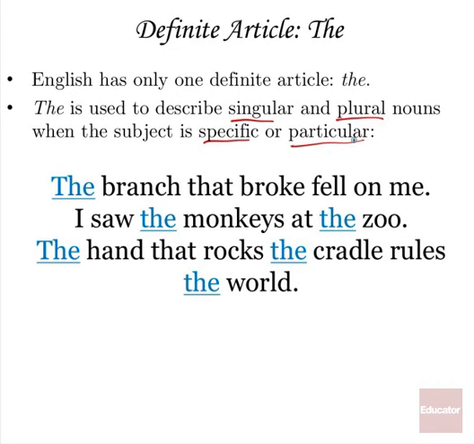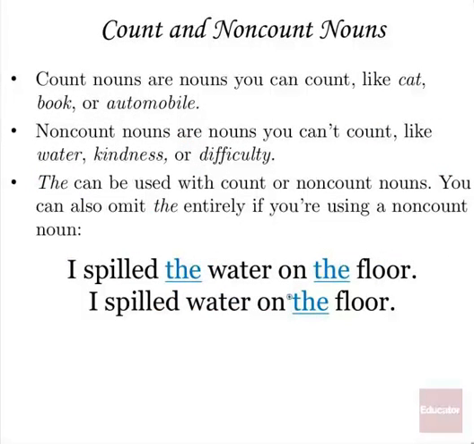The branch that broke fell on me. Well, chances are in any given tree at any given time, there's only one branch that's going to break, so the branch that broke. I saw the monkeys at the zoo. There's only one zoo in town, and it's only got one group of monkeys, so the monkeys, the zoo. The hand that rocks the cradle rules the world. An Old English saying, and it's metaphorical, so the hand, one hand in this metaphor, that rocks the cradle, one cradle in this metaphor, rules the world. Only one world last time I checked.